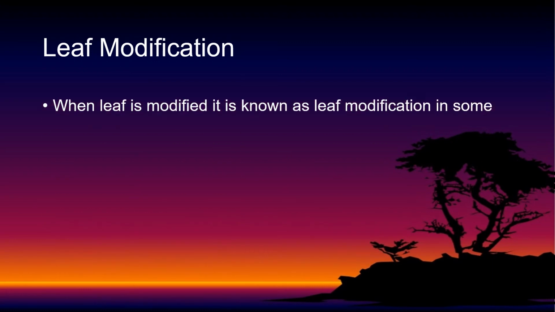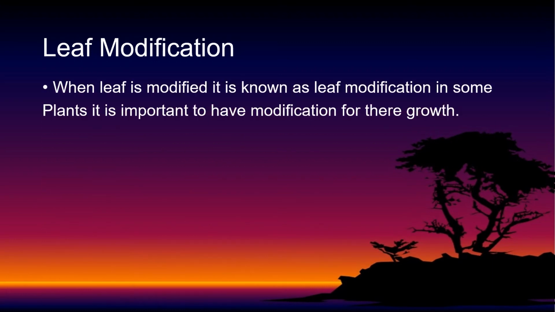Leaf modification. When a leaf is modified, it is known as leaf modification. In some plants, it is important to have modification for their growth. There are some, but not all, because some plants have different structures like cactus, and because of their habitat they have some problems. So that is why leaves and stems are modified, because it can help them for their growth.